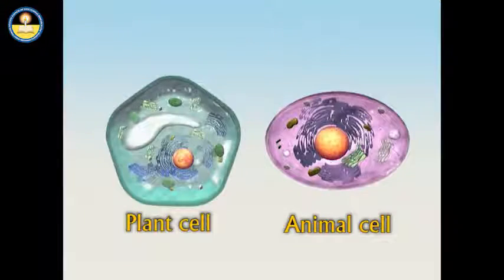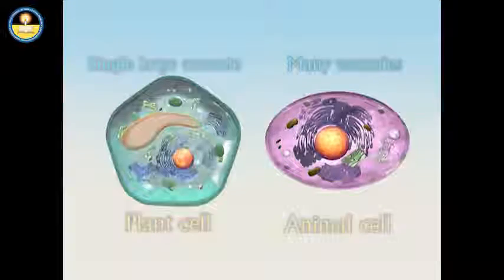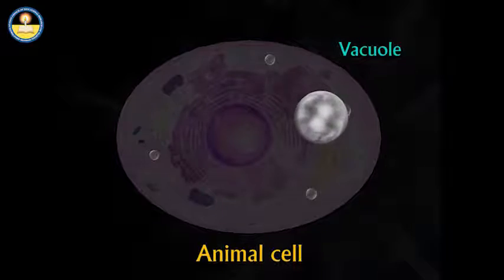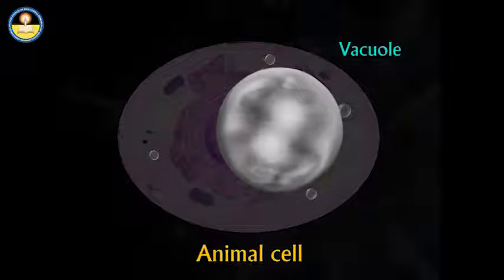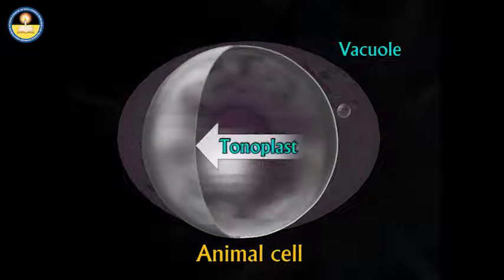One more difference between two types of cells is regarding vacuoles. These are membrane-bound sacs meant for storage, digestion and waste removal. An animal cell has many small vacuoles, but in plant cell there is a large prominent vacuole present on one side of a cell. A vacuole is a fluid-filled sac which is surrounded by a membrane known as tonoplast.